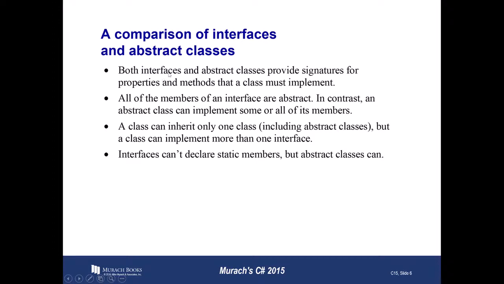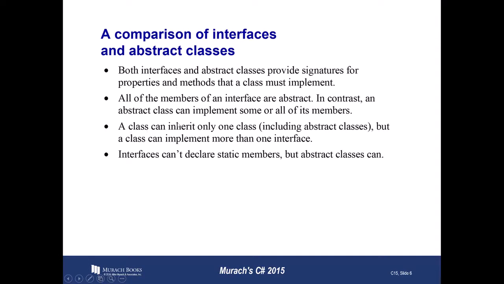So an interface and an abstract class provide signatures for the properties and methods that a class must implement. Where we start talking about a difference though is that all of the members of an interface are abstract, which we'll see when I start coding one in the demonstration. In contrast, an abstract class can implement some of its members or all of them. As long as one of the methods in a class is abstract, then the entire class is abstract.